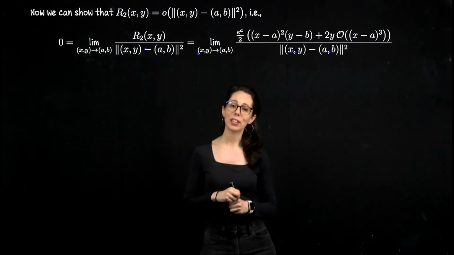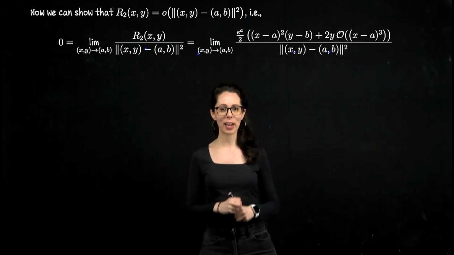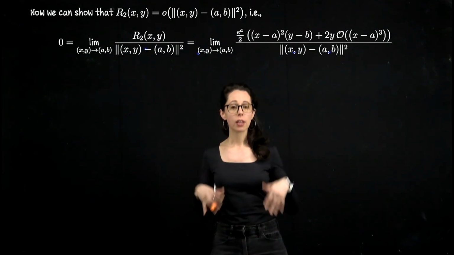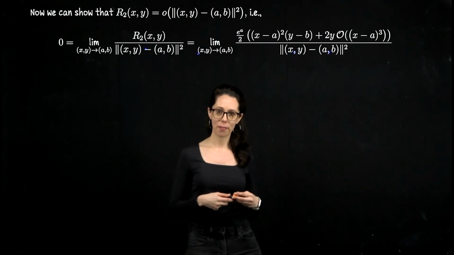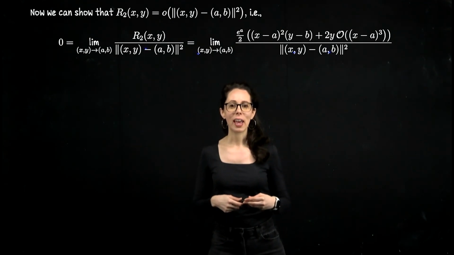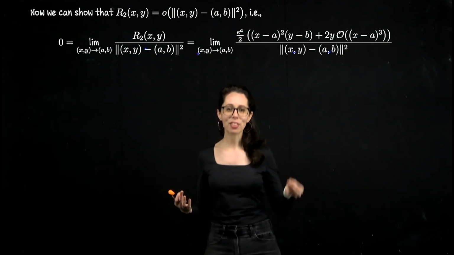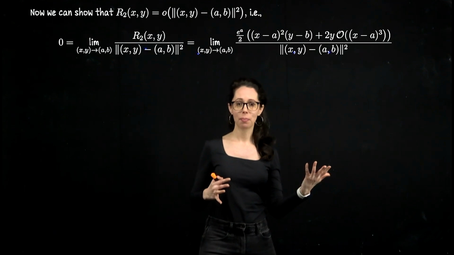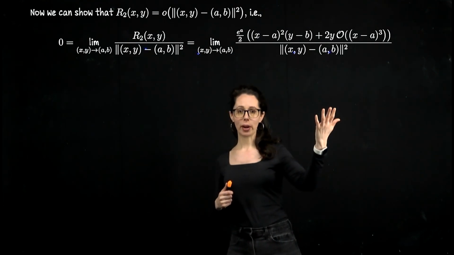I have one thing left for us to do, and that is to prove that the remainder expression that we just worked out is what's called little o of the distance from (x, y) to (a, b) squared. So that reminds us of Peano's form of the remainder from Taylor's theorem. And the general statement is that the remainder associated with the kth degree Taylor polynomial is little o of that distance to the kth power. So here, since we were looking at the degree 2 Taylor polynomial, we have the distance squared.